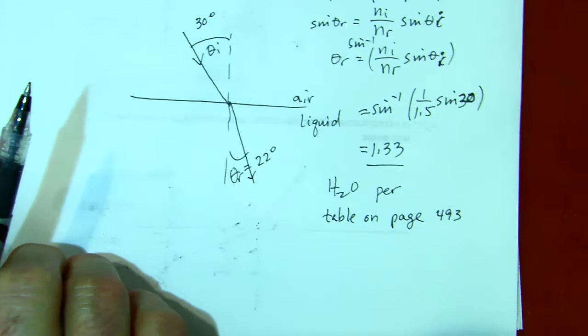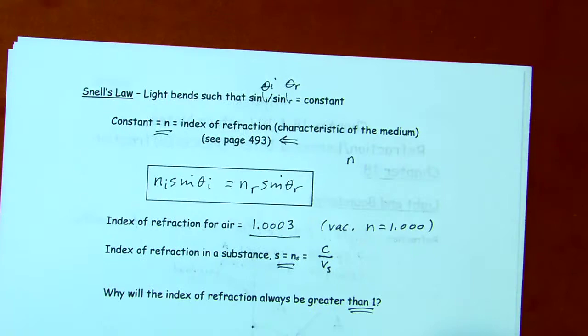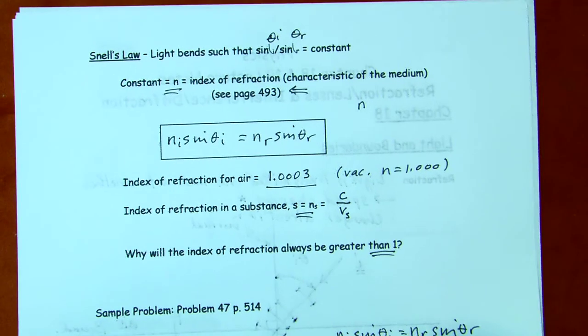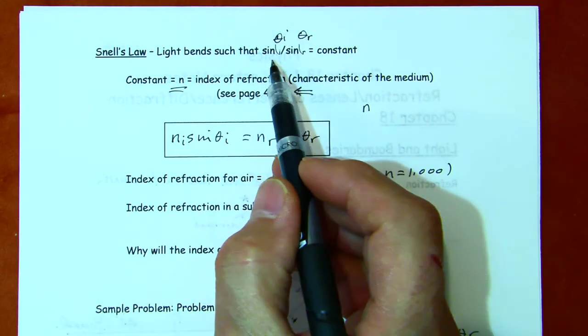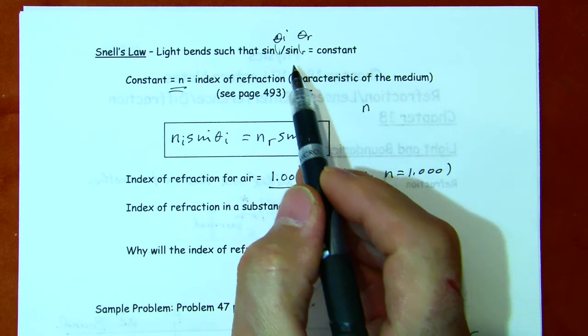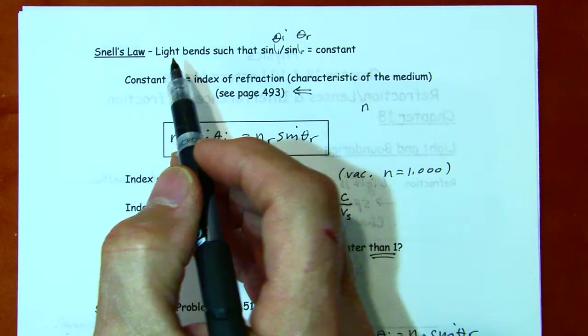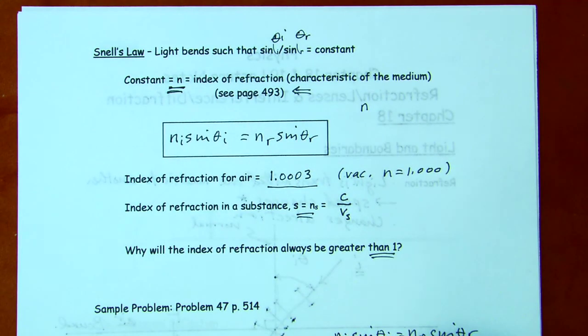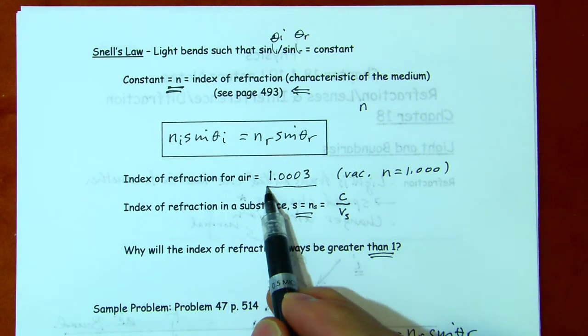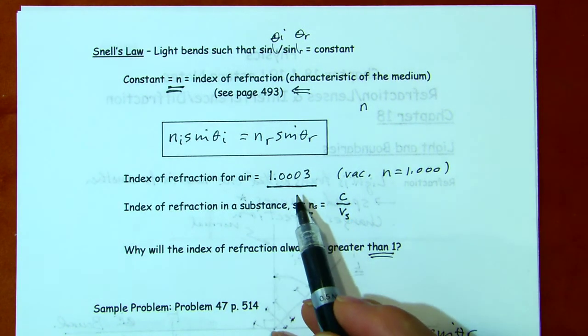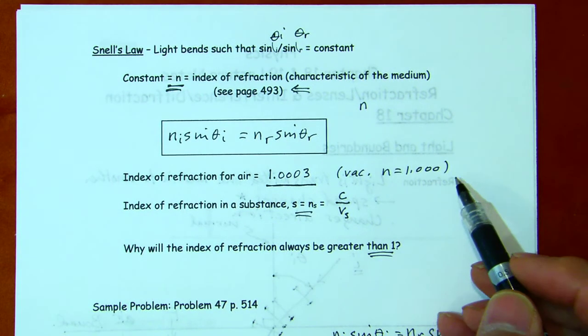Okay, now, of course, this has been mathematically modeled, and a guy named Snell, who was a Dutch physicist, did this. What he found was the ratio of the sine of the incident angle divided by the sine of the refracted angle is a constant for any two given media. And this constant depends upon something called the index of refraction, which is characteristic of whatever medium the wave is traveling in. There's a table on page 493 which you will need to use to solve the homework problems. The only one you really need to remember is the index of refraction for air, which is 1.0003. It's actually 1.000 for a vacuum.